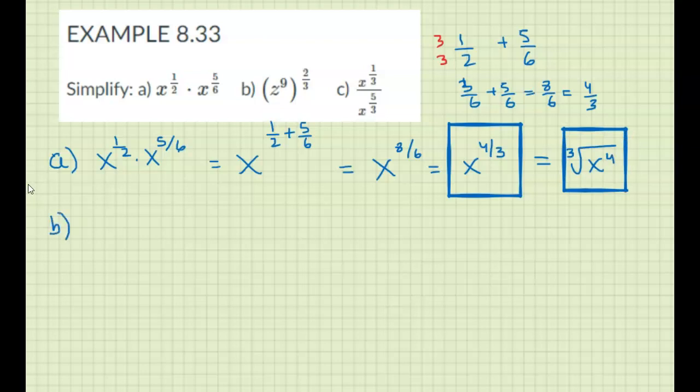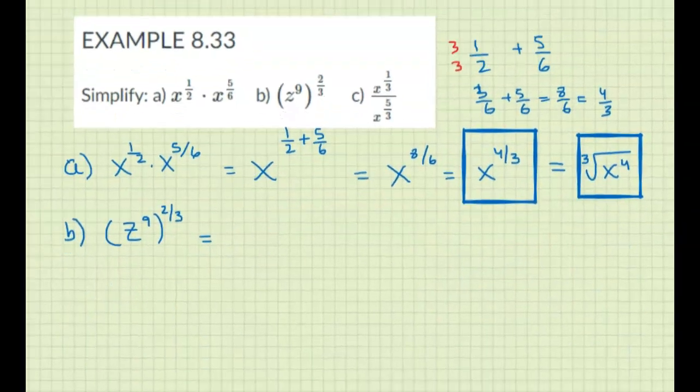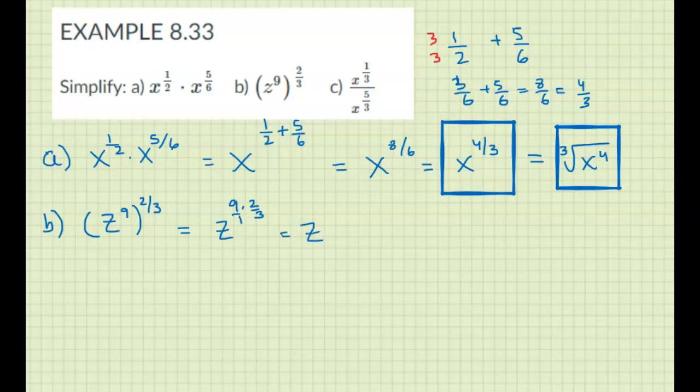Alright, let's look at B. So we have z to the 9 to the 2/3. This rule right here is the power property, one base with two exponents, so they multiply the exponents. So we have z to the 9 times 2/3. Alright, so this is z to the 18/3, which simplifies to give me z to the 6. Alright, so integer exponent, so this is not going to change to a radical.